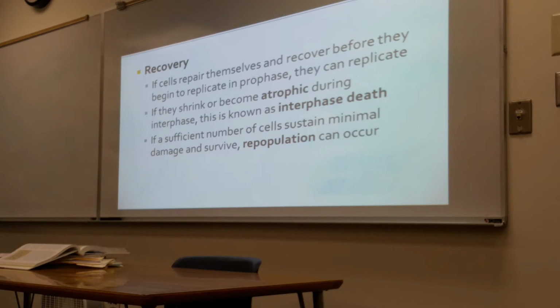Okay. Recovery. If cells repair themselves and recover before they begin to replicate in prophase, they can't replicate. If they shrink or become atrophic during interphase, this is known as interphase death. And if a sufficient number of cells sustain minimal damage and survive, repopulation can occur. So there is hope.